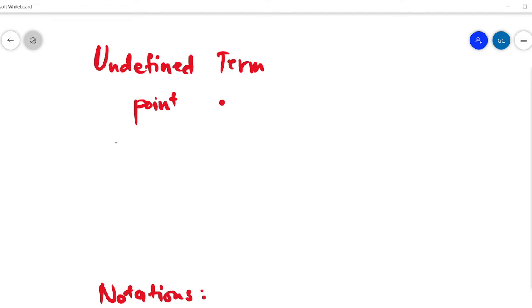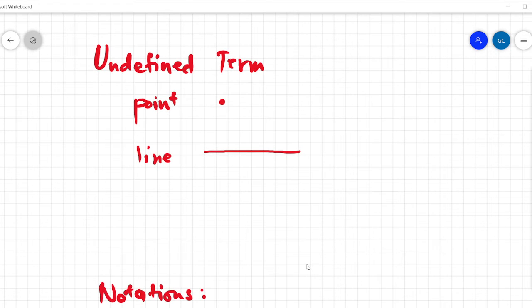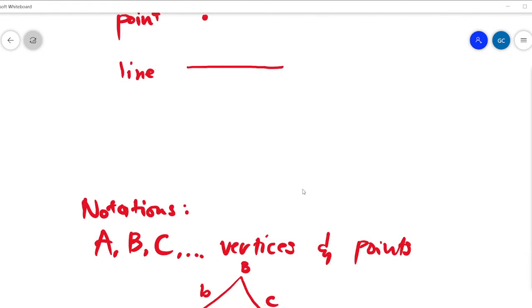Okay, for the next undefined term, we have a line. It's just a line. May it be a line segment, a continuous line, or a ray, it's just a line. And that's it for our undefined terms. We have two undefined terms that we will be using a lot in this part of the course. Let's move on to the notations.